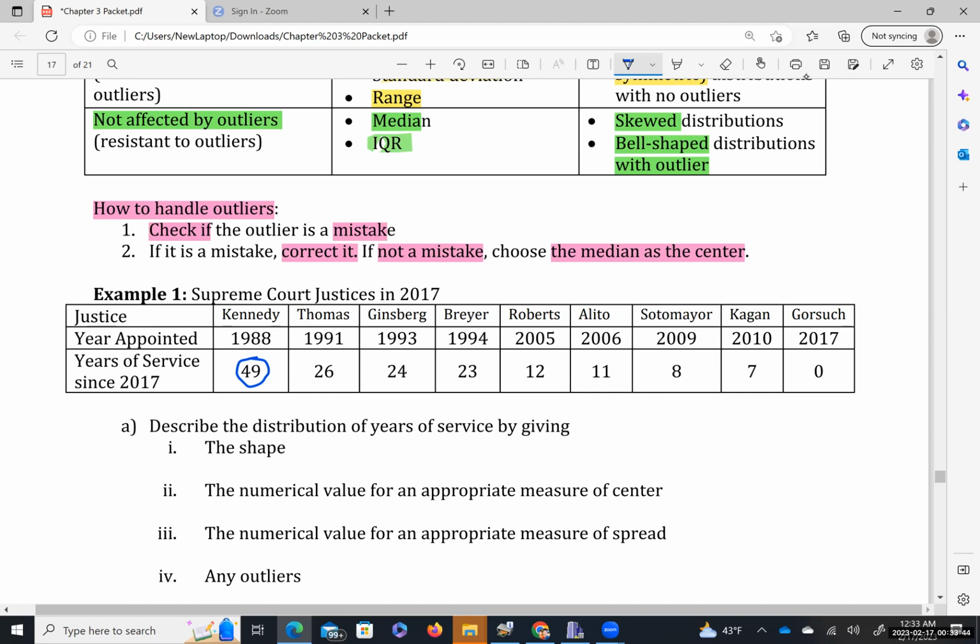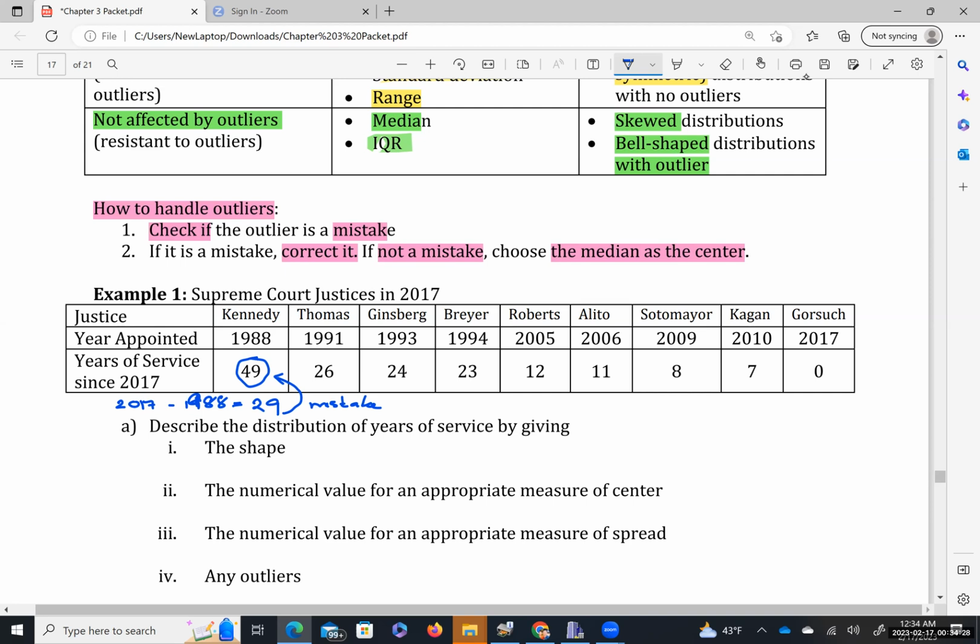Well, does that make sense? You can check by using 2017 minus 1988, and what is that going to be? It's going to be 29, right? So this is a mistake from a reporter. If you know that is a mistake, you need to fix that, change that 49 to be 29 instead of just leaving it like that, right?